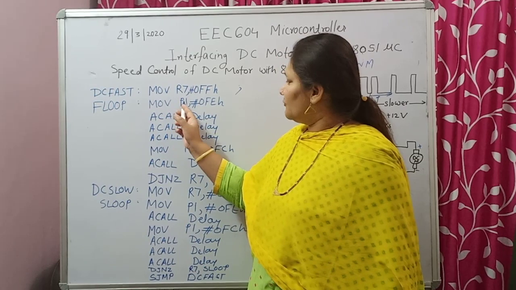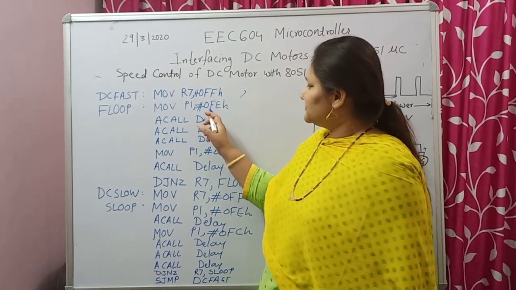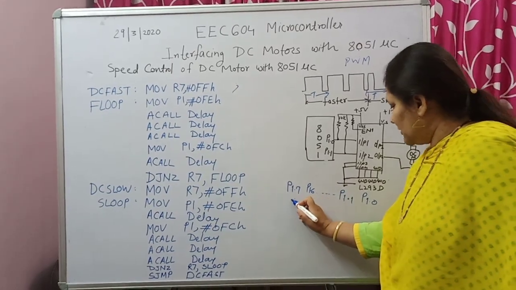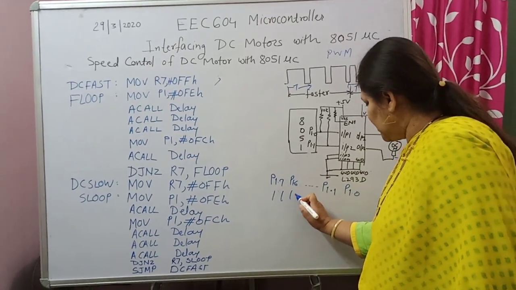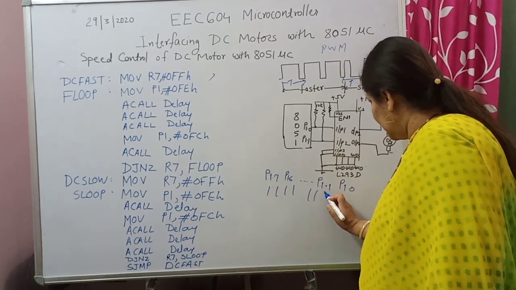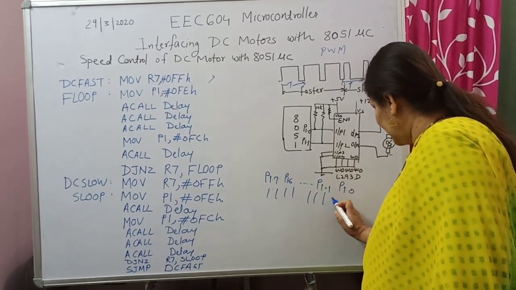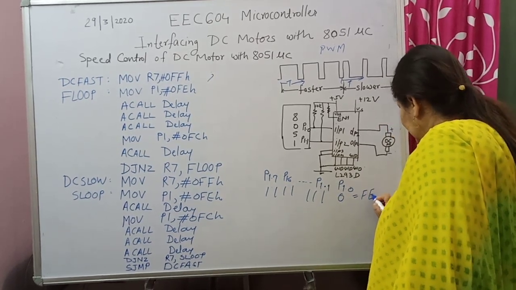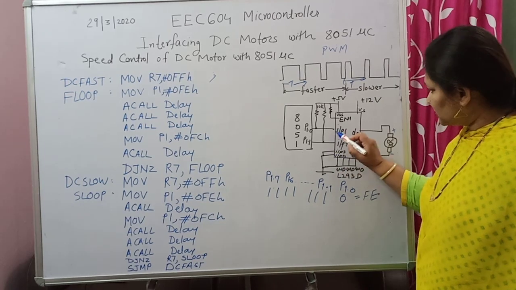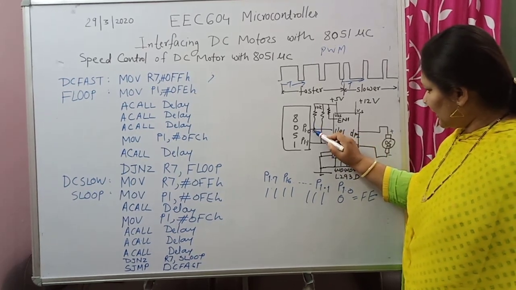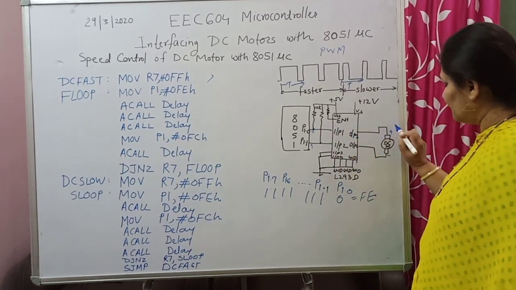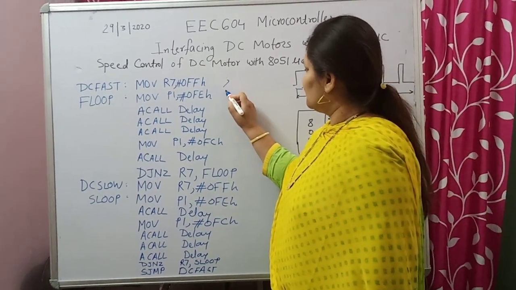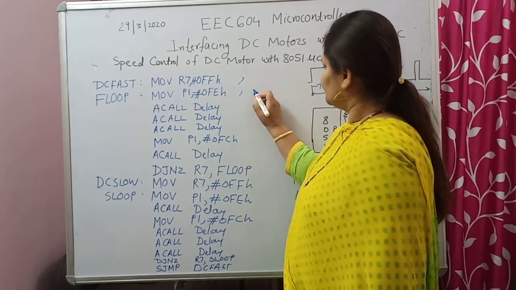Then, because we are using port 1, as we saw yesterday, we put FE. FE stands for all pins being 1 1 1 and only port 1.1 being 1 and port 1.0 being 0. This becomes FE. It indicates that we are giving 0 to this particular pin and 1 to this particular pin, so that the motor will move in one direction. So here we have applied it and the motor has started moving in one direction.